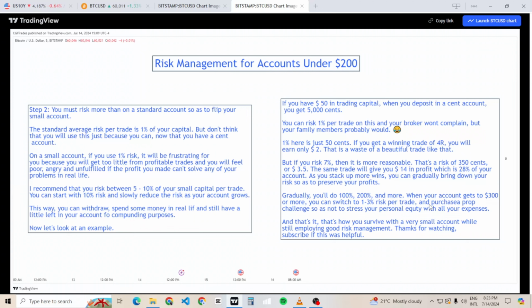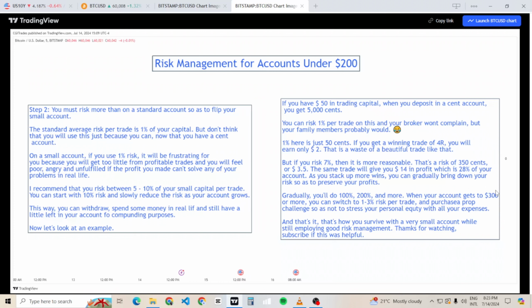When your account gets to $300 or more, you can switch to 1 to 3% risk per trade, and purchase a prop challenge so as not to stress your personal equity, which is the money in your account, with all your expenses or most of your expenses.